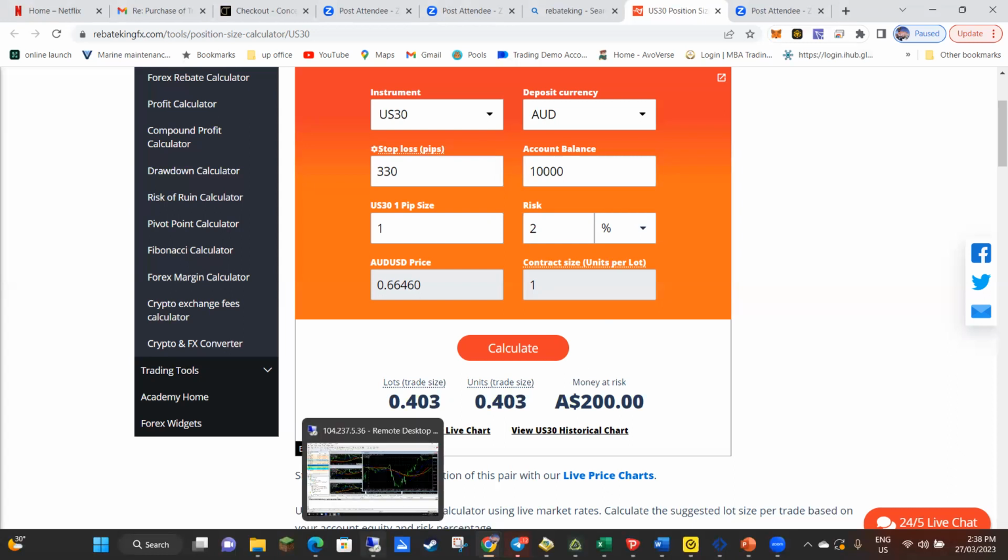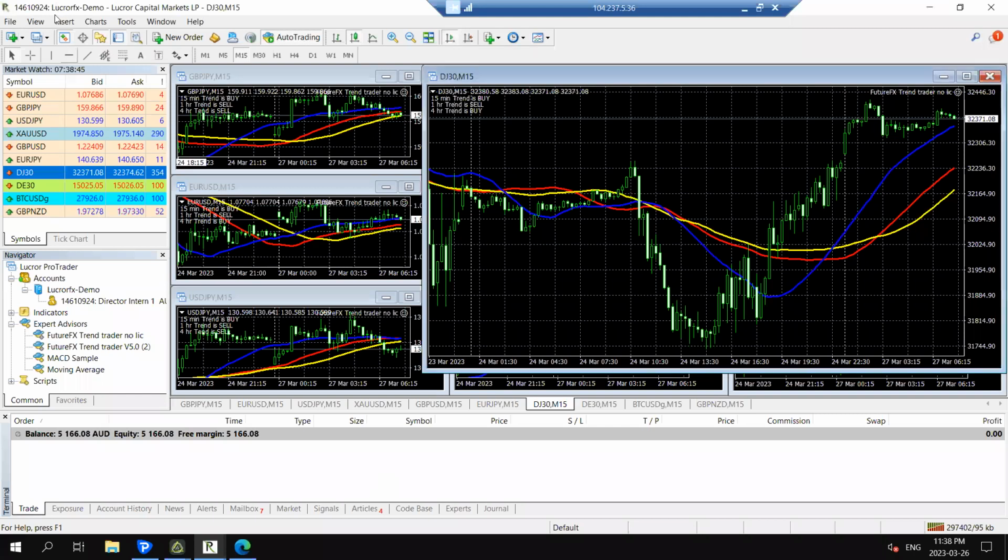Now let's jump across to a different broker. So now I'm with LaCroix FX. So that's the broker that we're using with Concept Trader. I've got DJ30 up because that's what they call UF30, DJ30. So I'm going to come across here to DJ30.